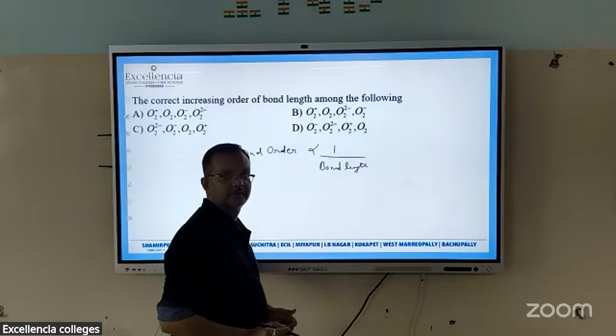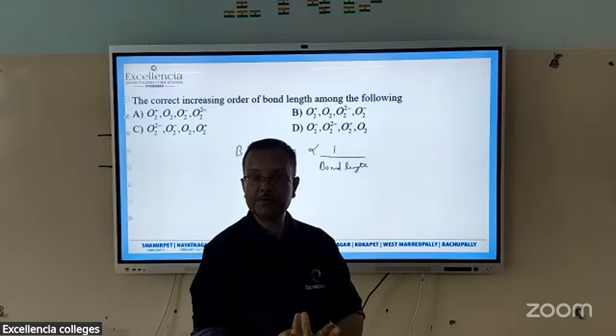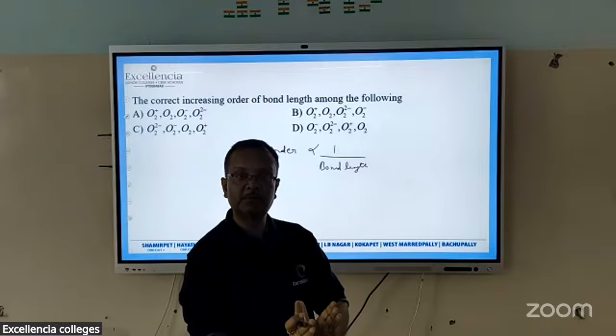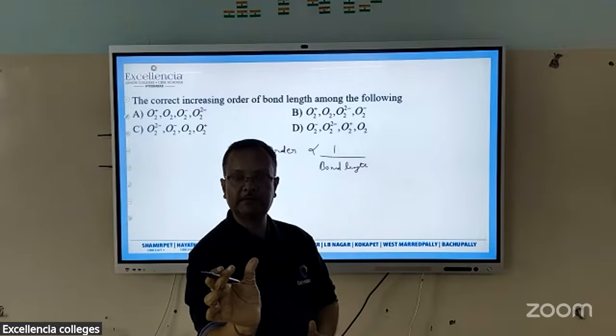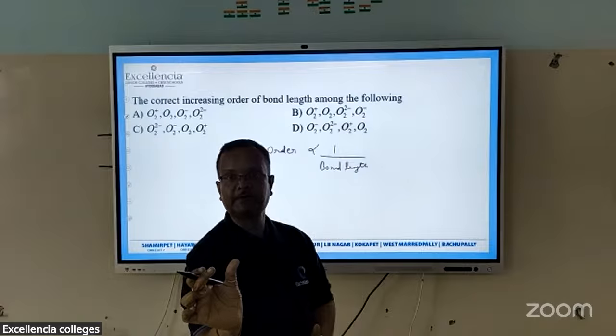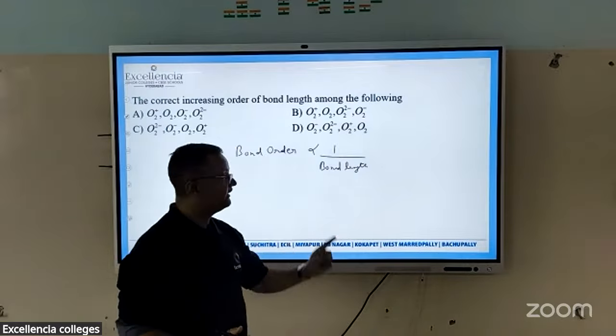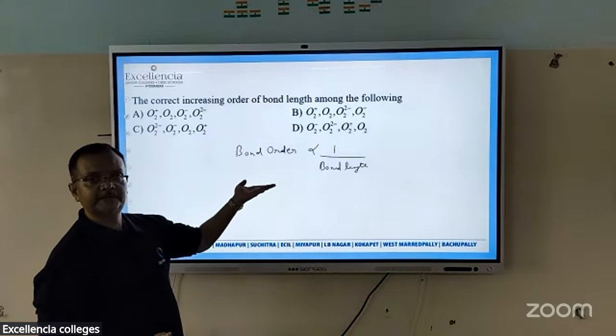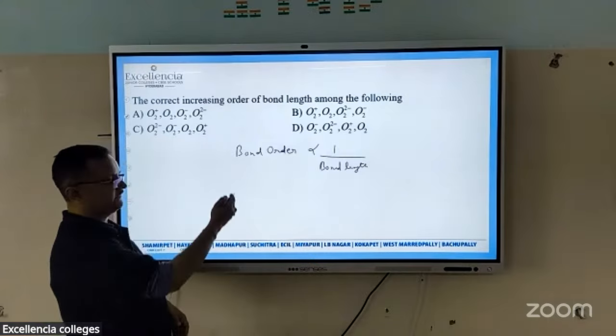Higher is the value of bond order, higher is the multiple bond between two atoms. Higher is the number of bonds between two atoms, that will decrease the distance between the two nuclei and bond length will fall. So higher is the bond order, shorter is the bond length, and vice versa. We can apply this concept and get the answer. Let's have a check on that.